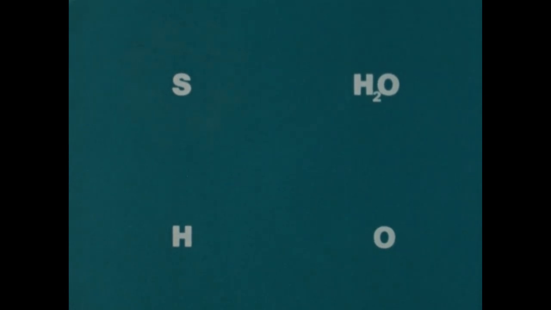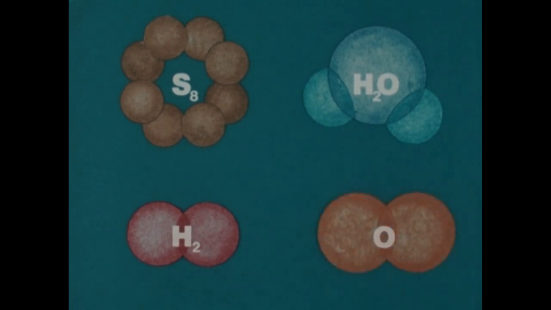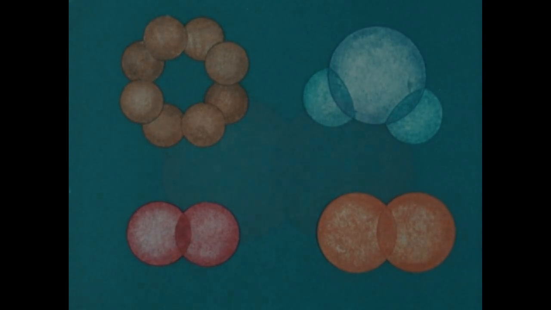What sulfur, water, hydrogen, and oxygen have in common is that each is made up of molecules, two or more chemically bonded atoms. 8 atoms of sulfur bond together to form a single molecule of sulfur. 2 atoms of hydrogen and 1 atom of oxygen bond together to form a single molecule of water. 2 atoms of hydrogen form a molecule of that gas. 2 atoms of oxygen form a molecule of that gas. A molecule is the smallest unit of a substance that retains the chemical properties of that substance.